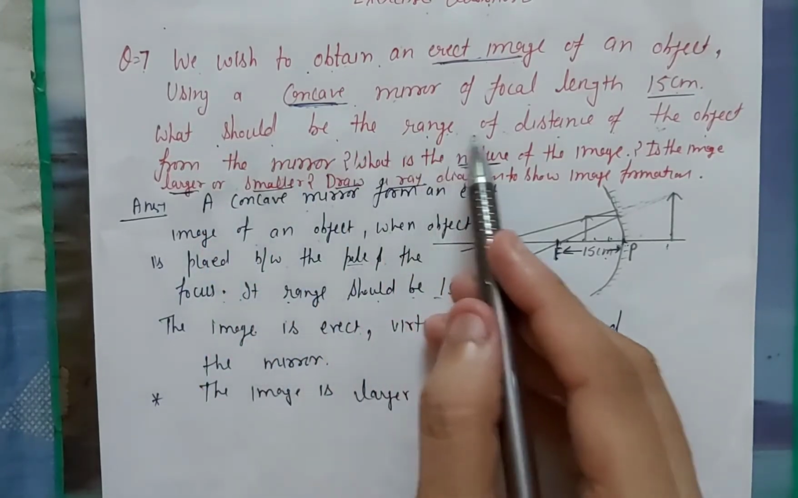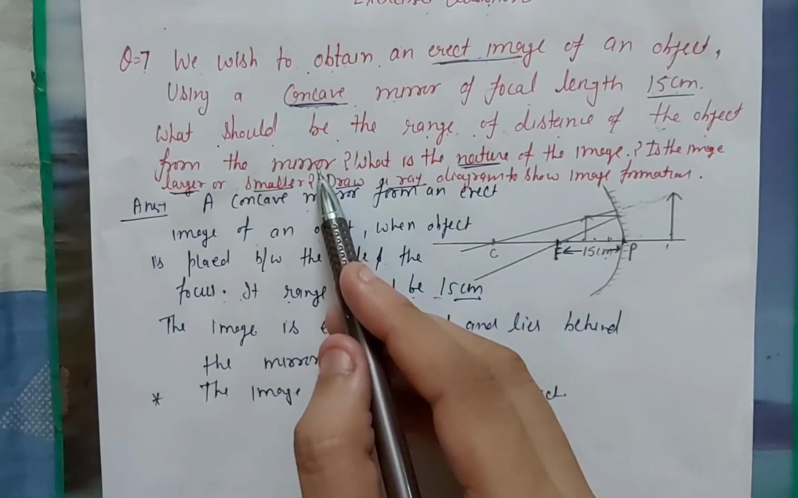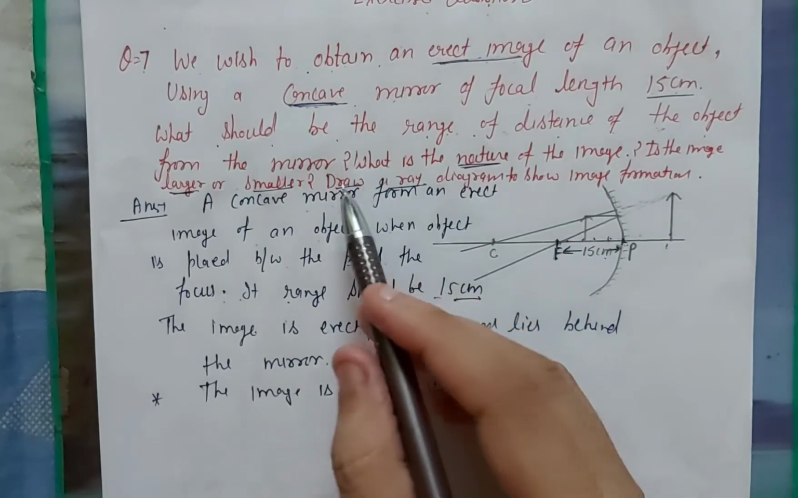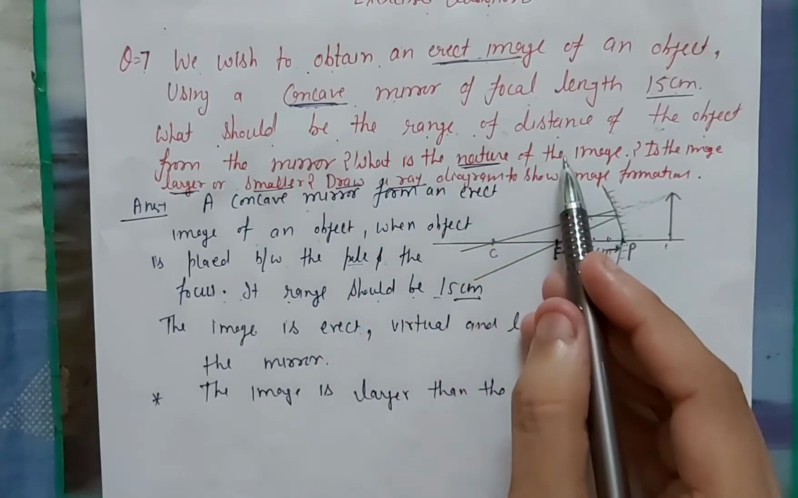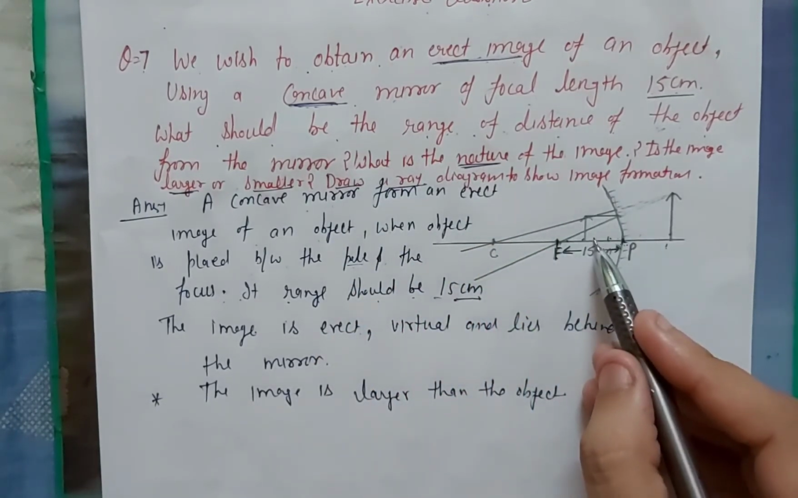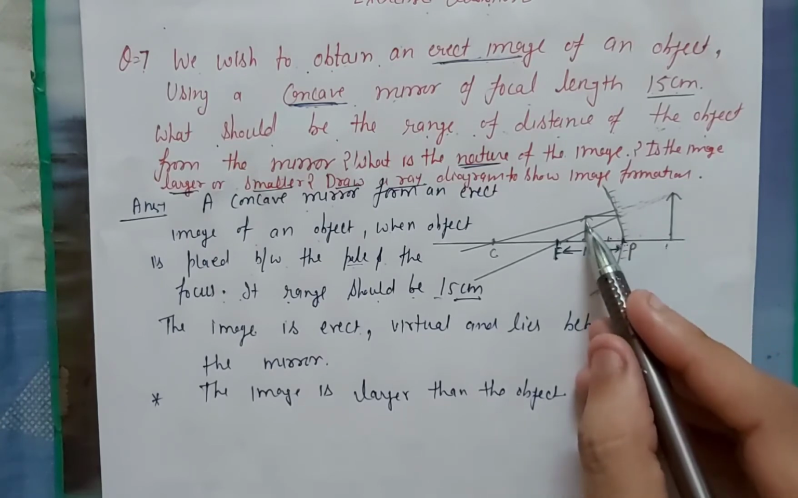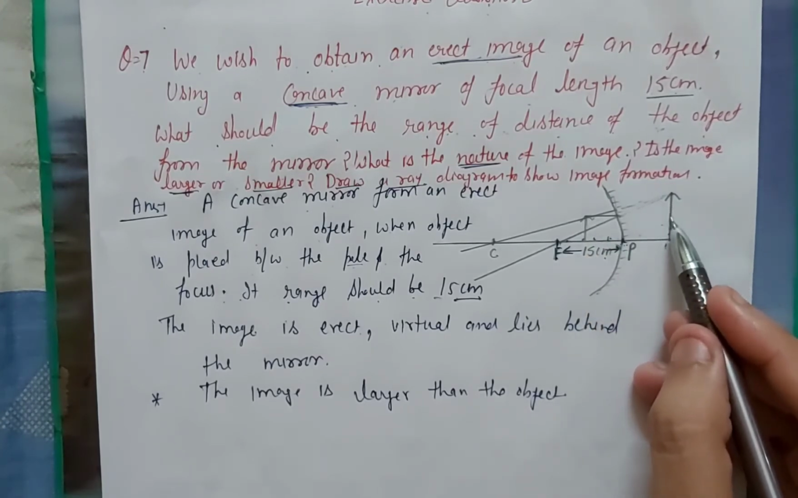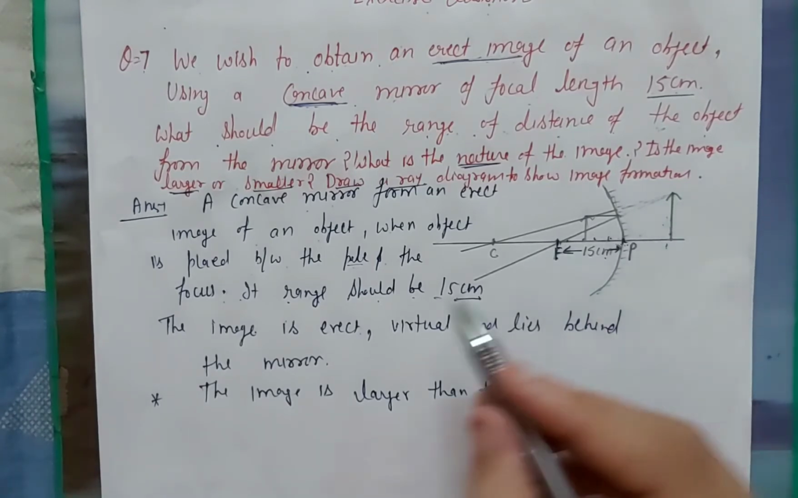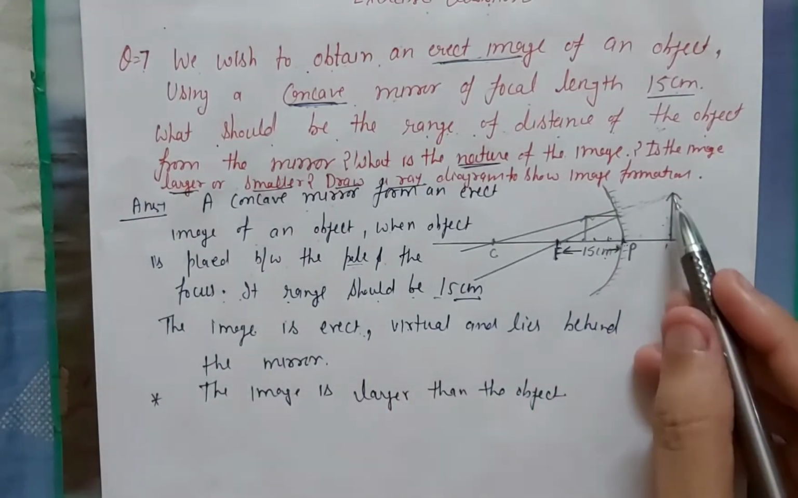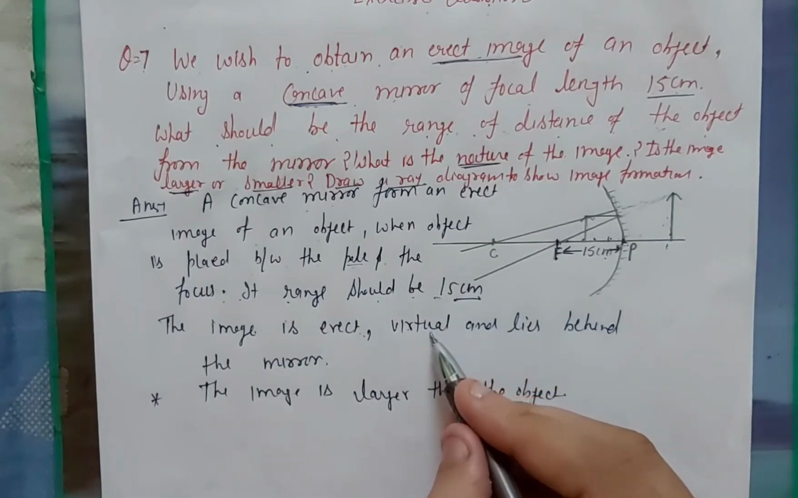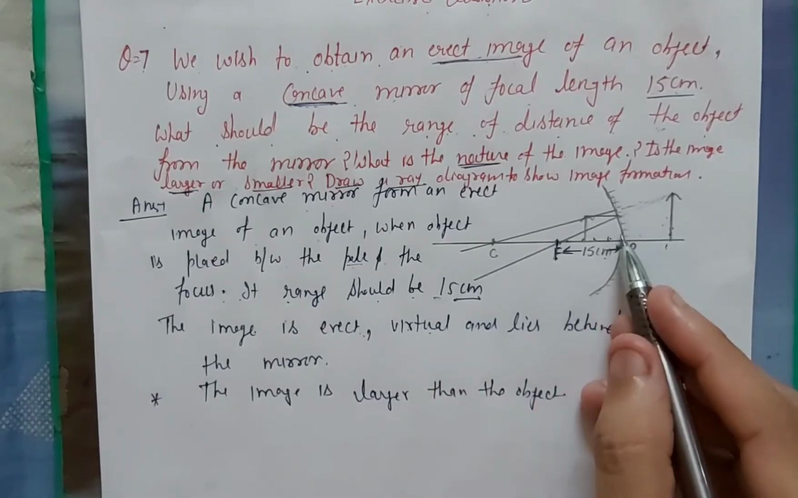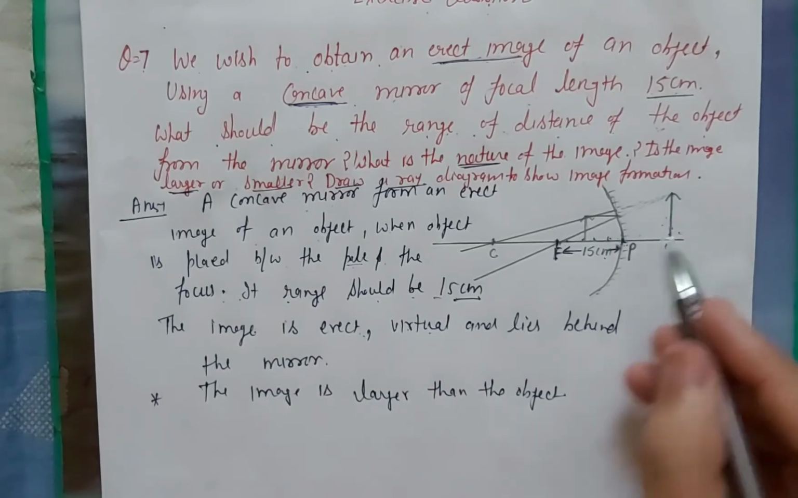What should be the range of the distance of the object from the mirror? It should be 0 to 15 centimeter. Next is, what is the nature of the image? As we know, in that case the image is erect, and an erect image is always virtual. So it is a virtual image and this image lies behind the mirror.